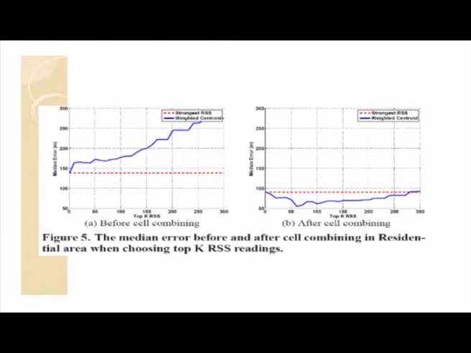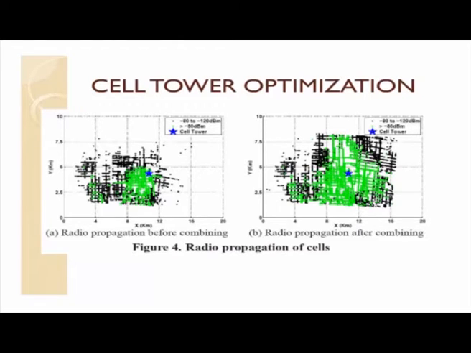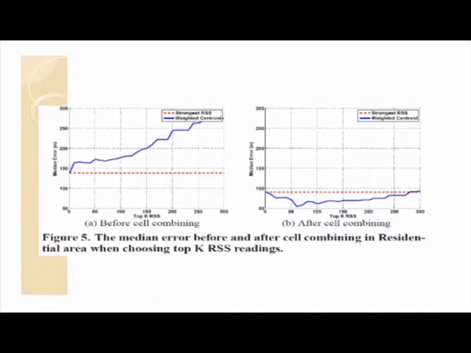Around 60, the result becomes best. You are getting the best RSS. Even if you increase beyond 60, the RSS begins to deteriorate. So if you take the top 60 from this zone and work, then you are getting the best localization.